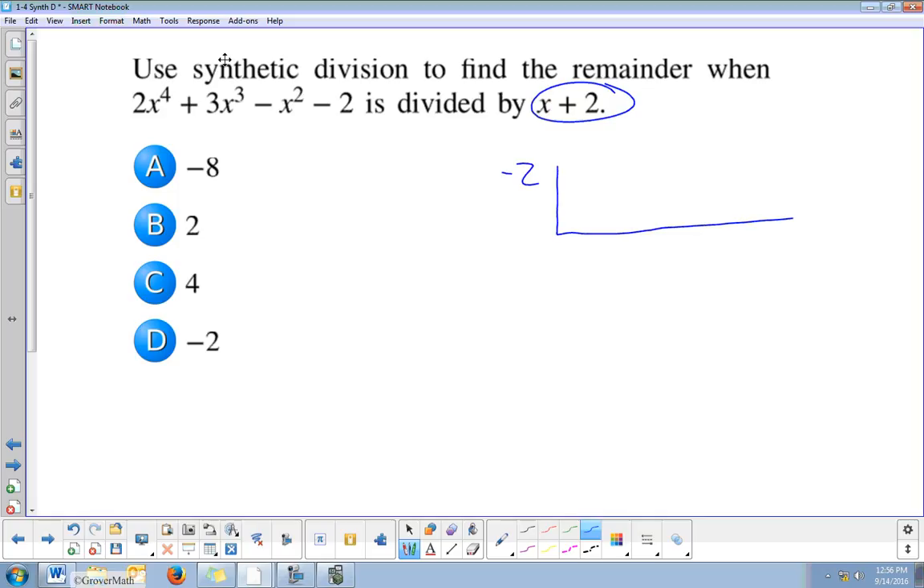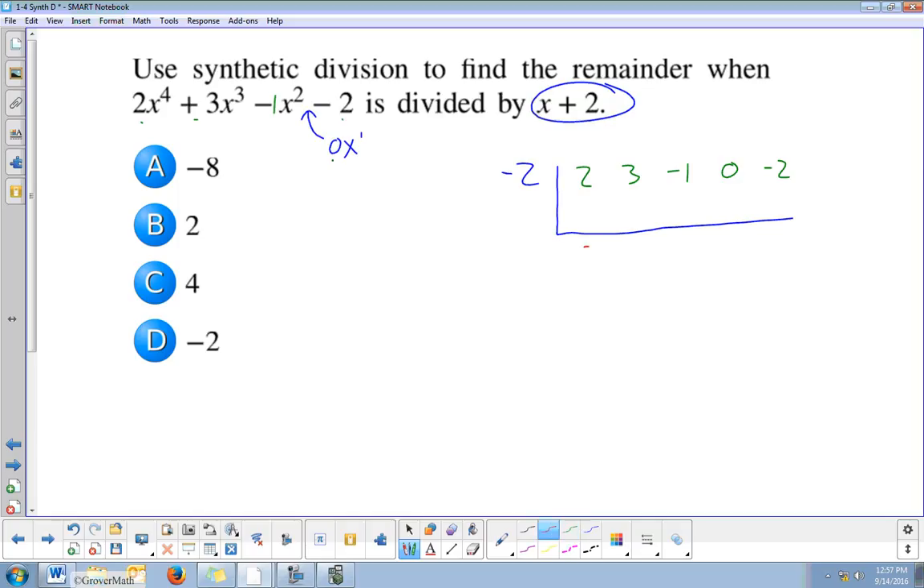Check my exponents. 4, 3, 2. I am missing an x to the first term. And so I'm going to make a note that that needs to be there, because that does need to be included here. So 2, 3, negative 1, 0, negative 2.